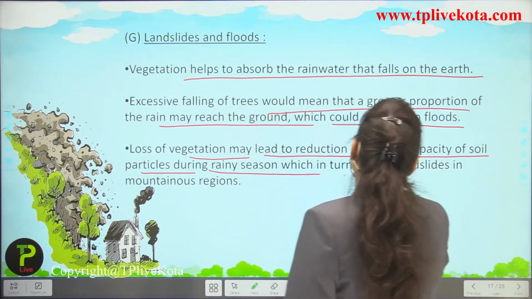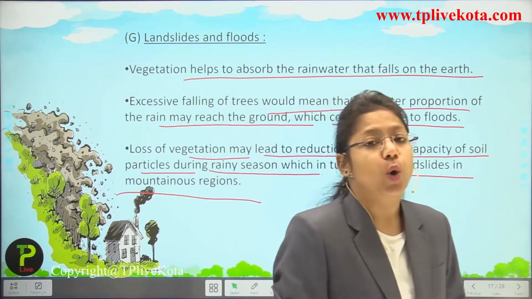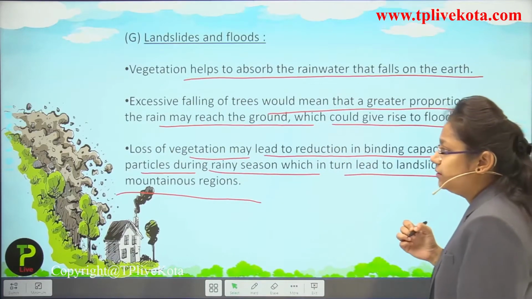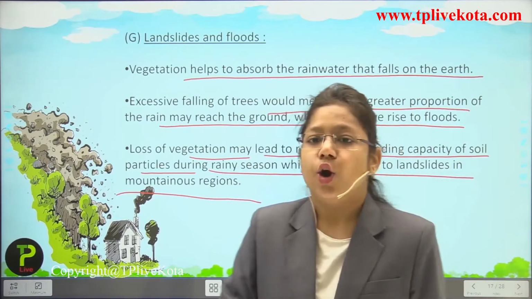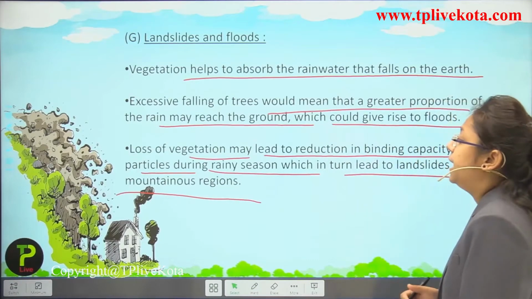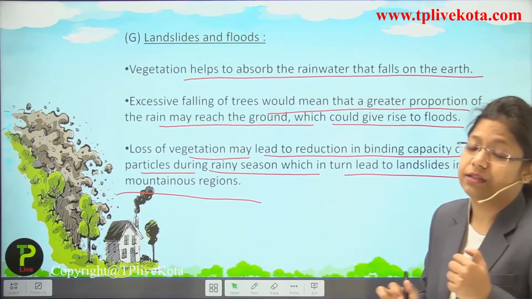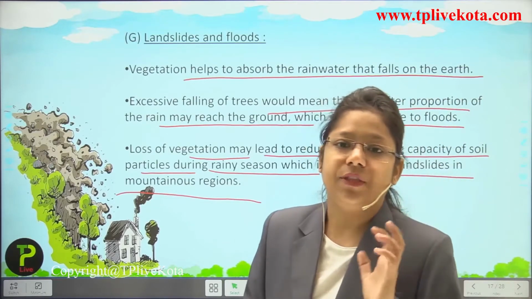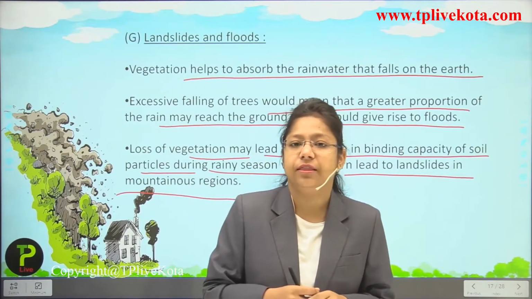Next, loss of vegetation may lead to reduction in the binding capacity of soil particles during the rainy season, which in turn leads to landslides in the mountainous regions. So the landslides occur in the mountainous region because of the loss of vegetation. Okay students, did you understand that it may lead to the reduction in binding capacity of the soil particles? Actually, if there is a tree or a plant, the roots bind up the soil and the water with it.